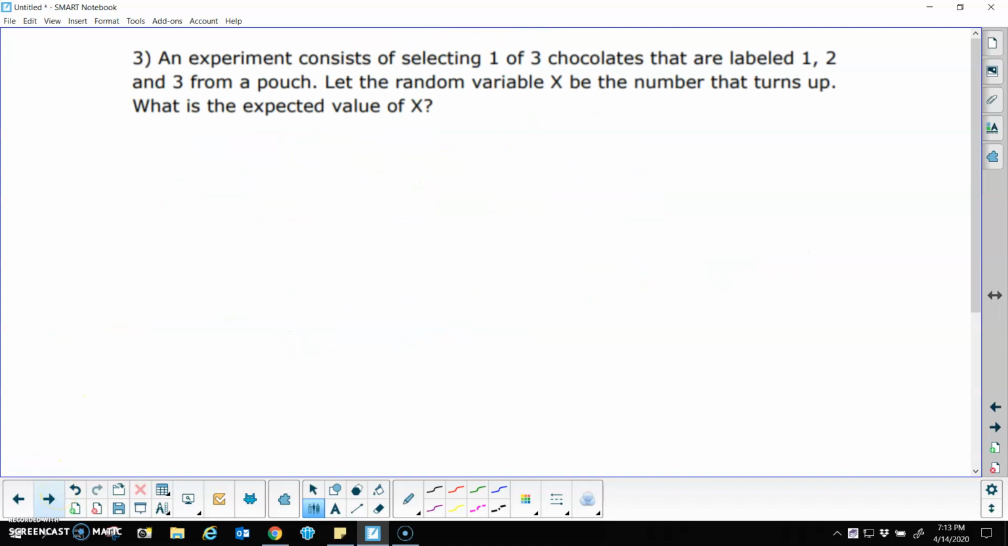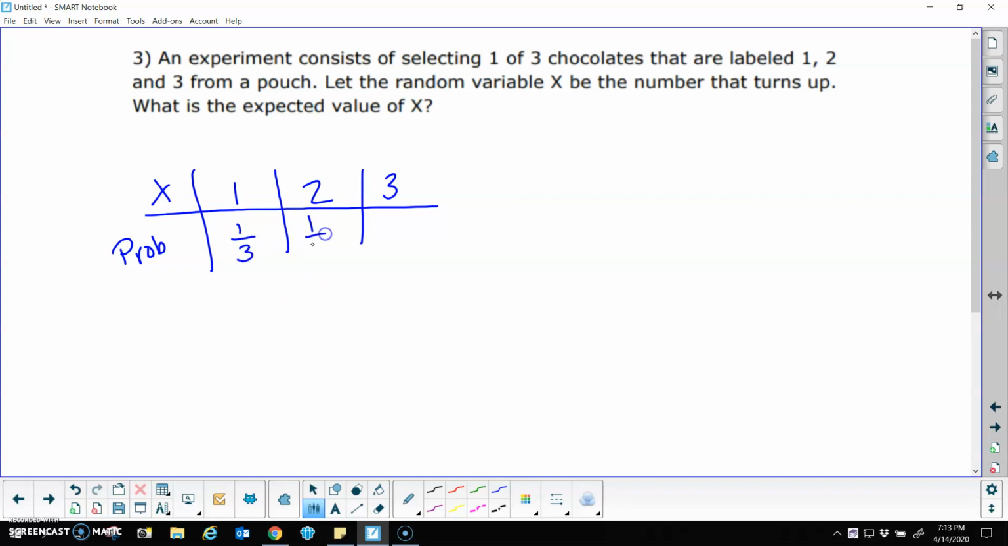Now, let's look at number 3. An experiment consists of selecting one of 3 chocolates labeled 1, 2, and 3 from a pouch. Let the random number x be the number that turns up. What is the expected value? We either get chocolate number 1, chocolate number 2, or chocolate number 3. So what's our probability? What do you think the probability of getting 1, 2, or 3 is, assuming all pieces of chocolate are equal sizes?